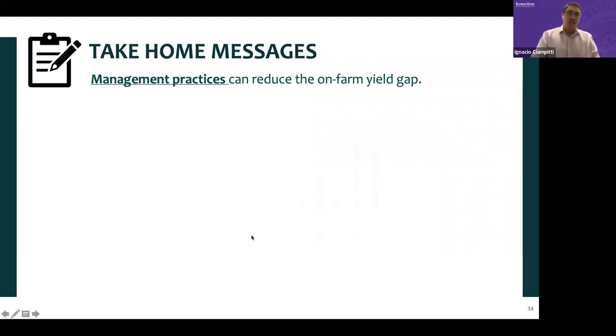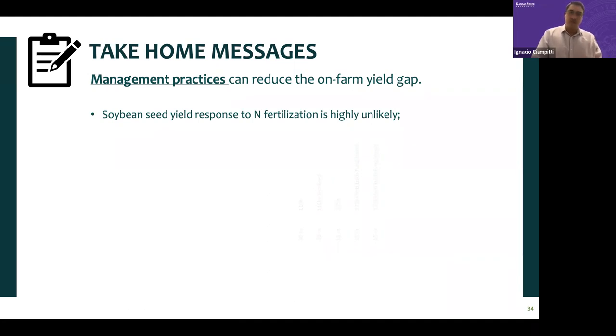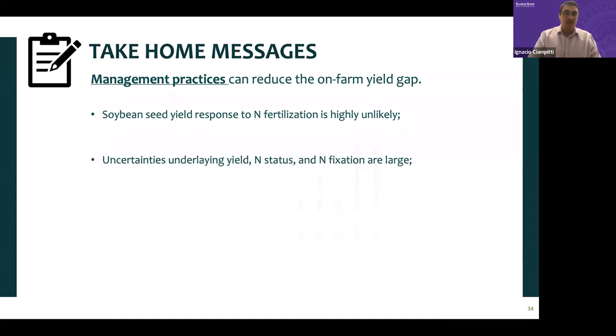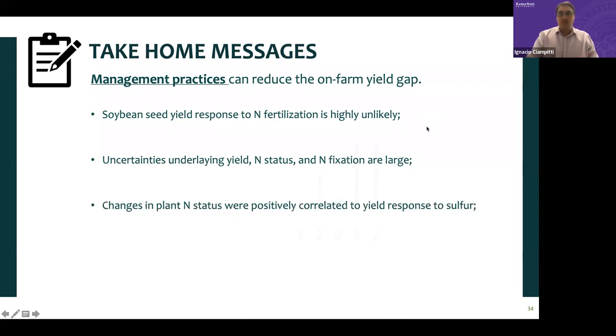If you think in terms of response to fertilization, we're trying to emphasize this point because there is always a question coming about, should I fertilize soybeans? And if you look at all the data that we have collected over the last several years, it shows that it's very unlikely and even uneconomical. We also started quantifying these uncertainties, and uncertainties usually are large. So we really need to understand better what the best diagnostic tools are.